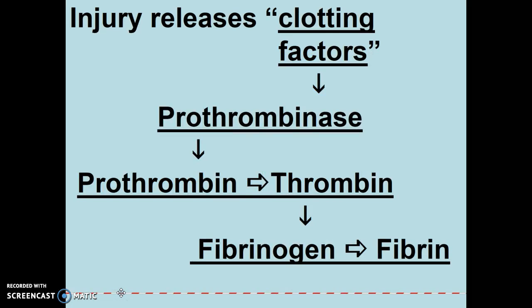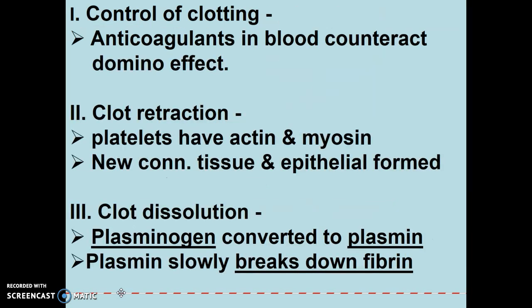So once again, let's get this straight. Super simplified: you get an injury, you get cut. Clotting factors, we'll call them, release prothrombinase. Prothrombinase is an enzyme, ASE is an enzyme, which breaks prothrombin into thrombin. Thrombin then clips off the edge of fibrinogen and makes it fibrin, makes it sticky. Pretty simple, but really complicated in reality. But your body's amazing, so it does all this.